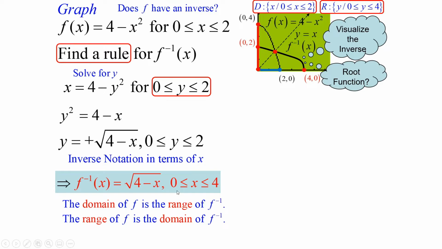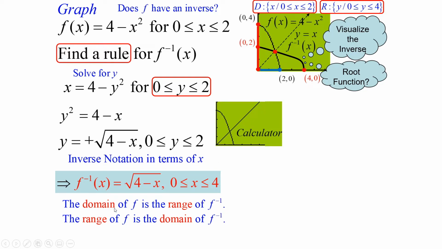And the restricted domain would have to be 0 is less than or equal to x, and x is less than or equal to 4. Okay? Now, check that on a calculator. So here is my original function right here. And here's my line y equals x right here.